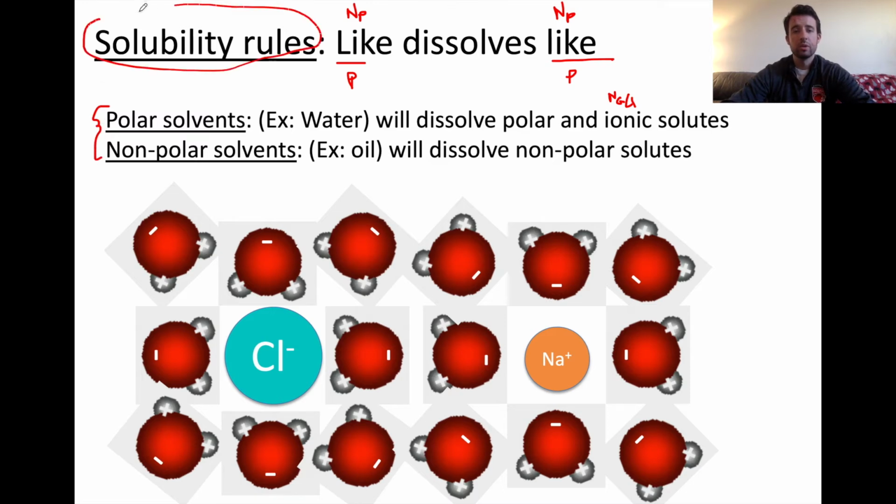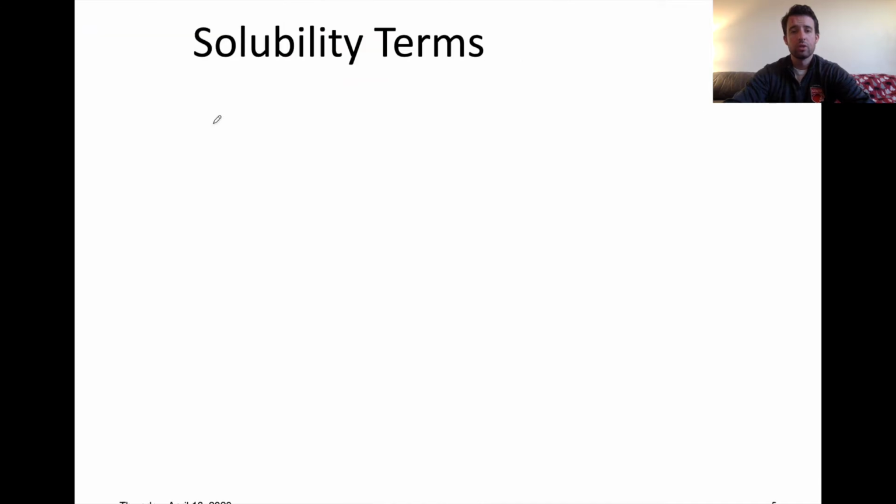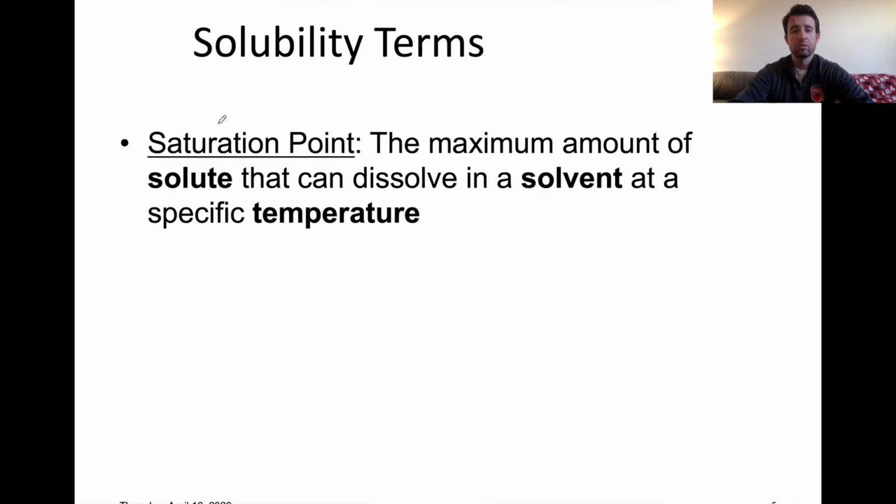Alrighty then, let's jump into some solubility terms. The first solubility term we have is saturation point. Saturation point is the maximum amount of solute that can be dissolved in a solvent at a specific temperature. The one thing that's important to look at here is that it has to do with the amount of solute you have, the amount of solvent you have, but it also has to do with the temperature. So those 3 things are important when it comes to dissolving something.